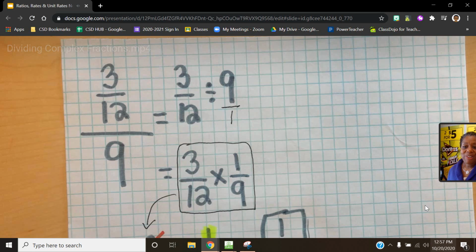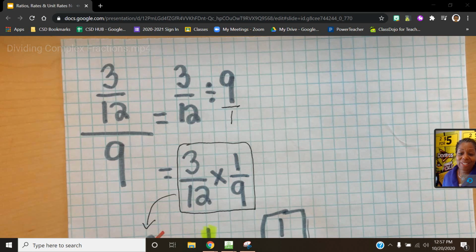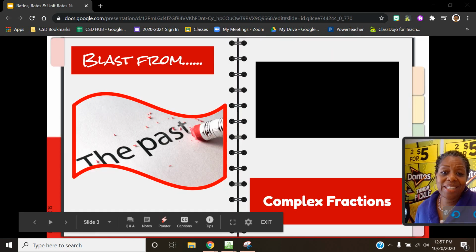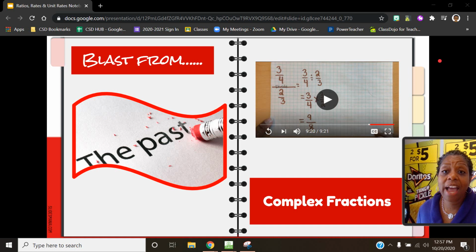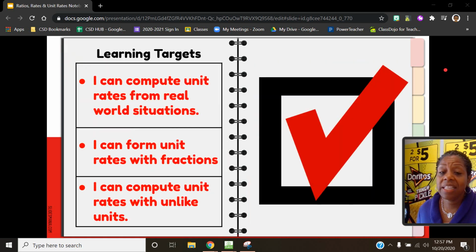Yes. It is always good to review. So that was our blast from the past on complex fractions. We actually talked about that last week, and we're actually going to need that for this upcoming lesson. In this upcoming lesson, here are our learning targets. I can compute unit rates from real-world situations. I can form unit rates with fractions, and I can also compute unit rates with unlike fractions.